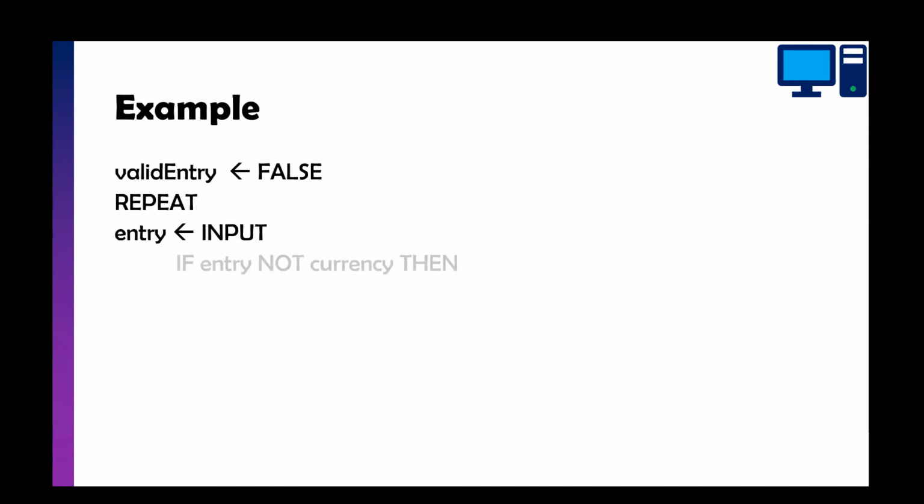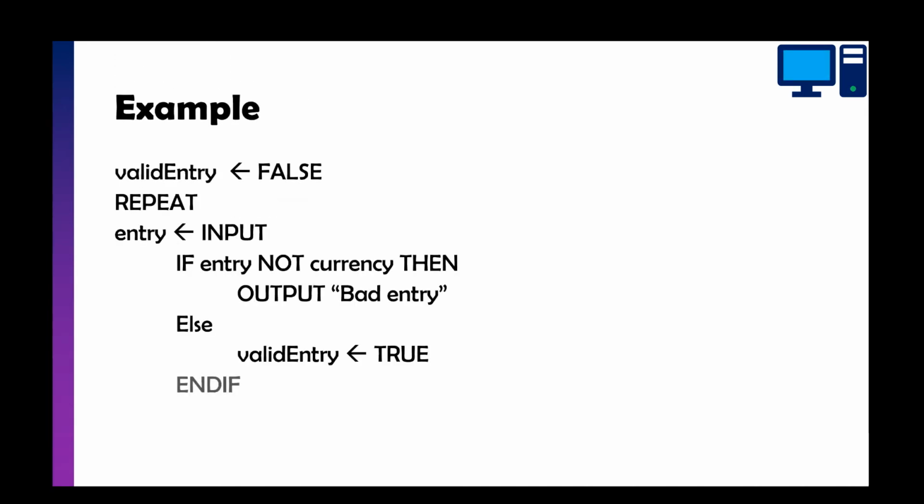Now here's an example of validating an entry, so ensuring that we type in currency. So we've got a variable called valid entry, which we set to false. We then repeat, we set entry to the input of the user, and if entry is not a currency, then we output bad entry. Otherwise, we'll set valid entry to true, and then we'll keep looping until valid entry is true. So if I keep typing in words or numbers that aren't currency, it will keep looping all this until eventually it will come out. It may never come out, it may be stuck in an infinite loop if that person can't type a currency at all.